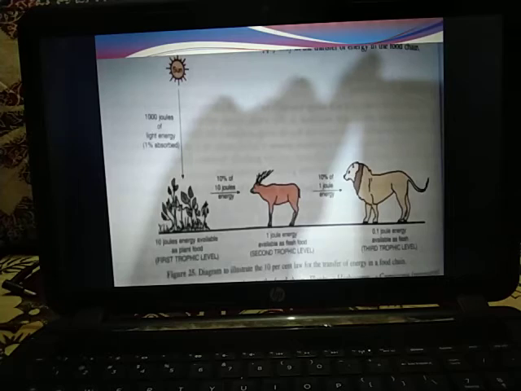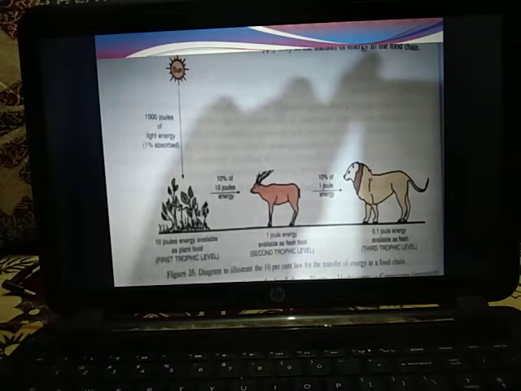We cannot think of transferring the energy from lion to the grass directly, or from lion to the deer directly. The flow of energy will take place from the producer, from plant to the deer, that is the primary consumer, and to the secondary consumer and tertiary consumer respectively, or from the first trophic level to the second trophic level, second trophic level to the third trophic level.